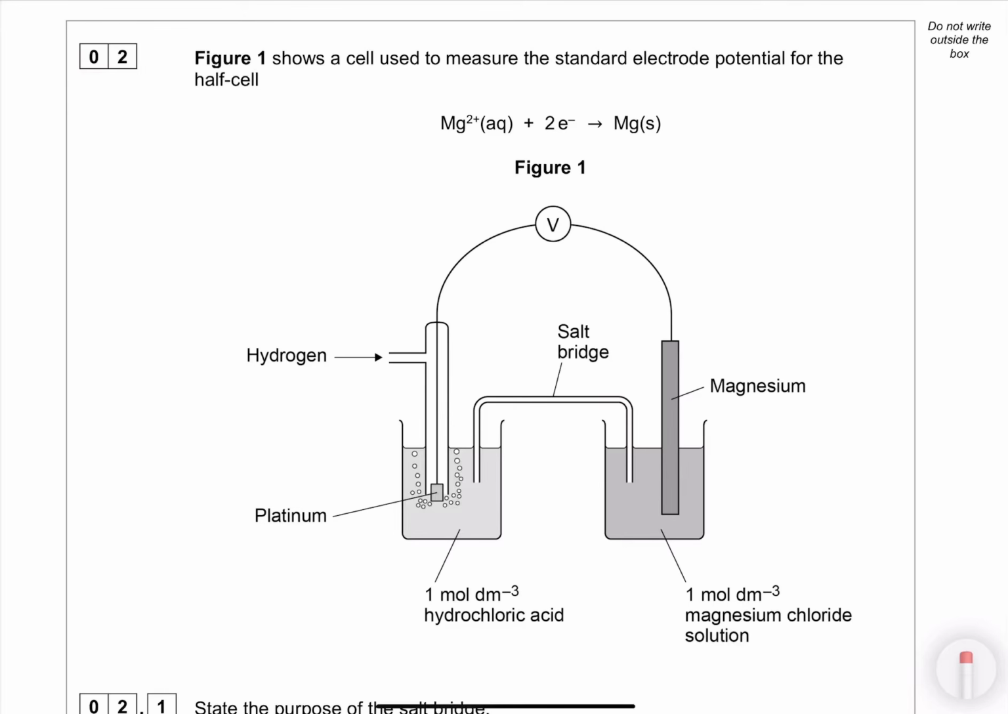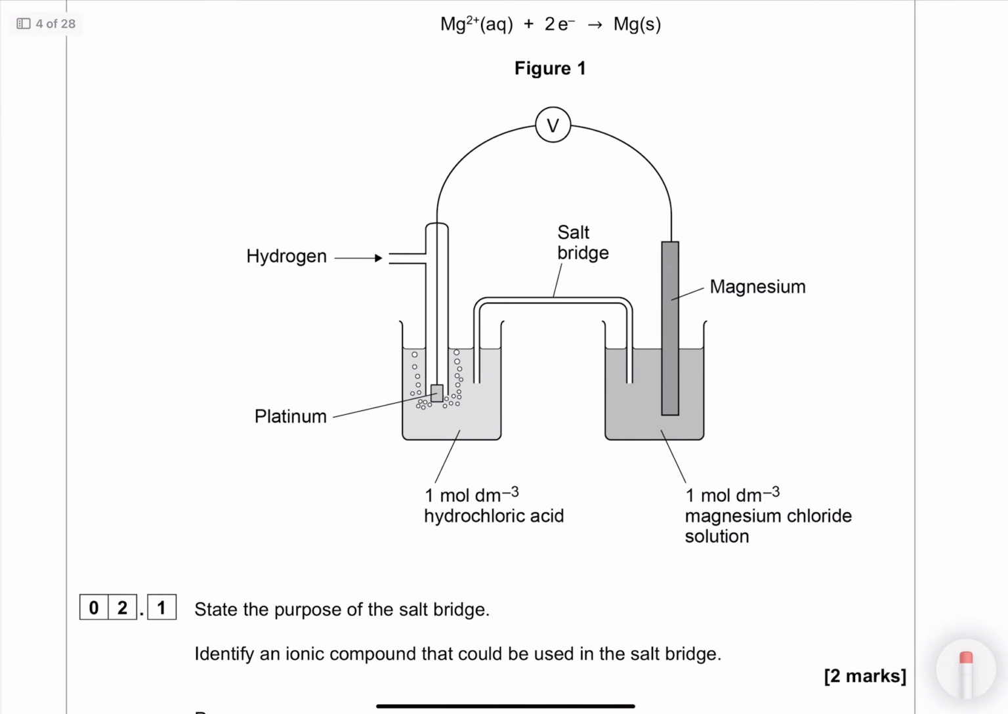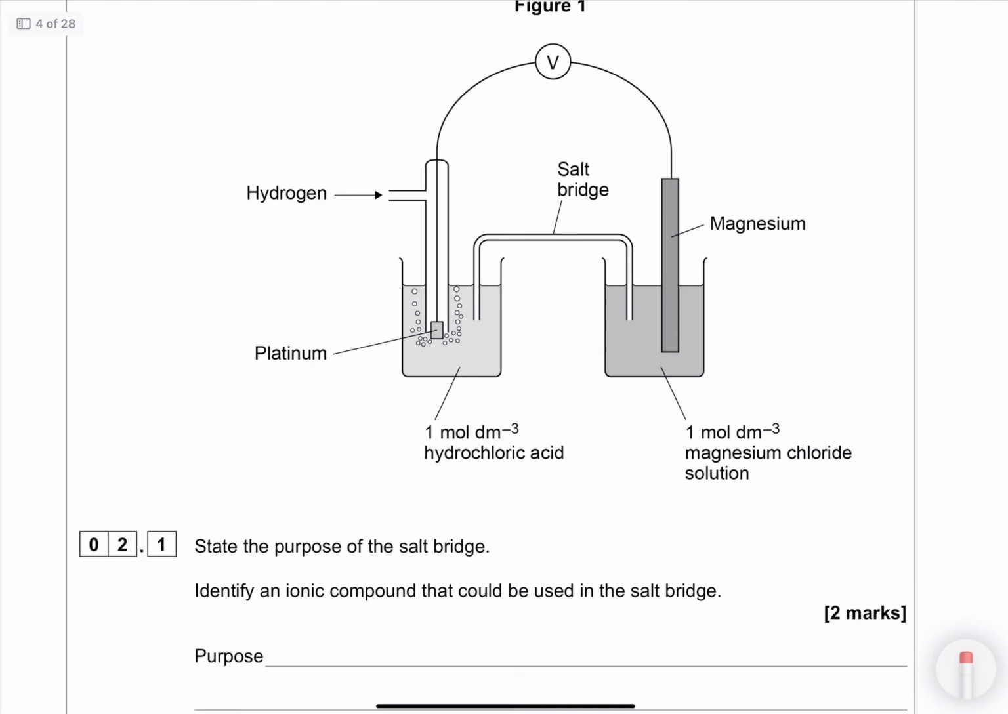Figure 1 shows a cell used to measure the standard electrode potential for the half cell Mg2+ + 2 electrons goes to Mg. So you can see we've got this diagram. We've got the hydrogen half cell on the left, the standard hydrogen half cell, and we've got the magnesium half cell on the right. State the purpose of the salt bridge. So the salt bridge is going to allow us to complete the circuit and allow the transfer of ions between the two half cells.